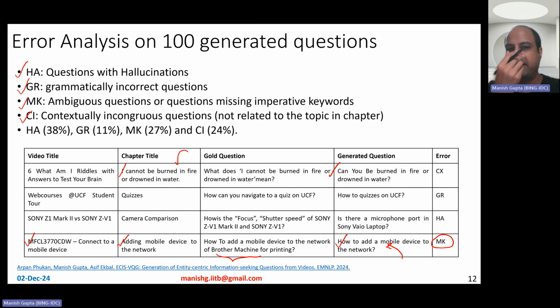In general, this chapter title is probably not a very good chapter. I mean, the video is not a really good video to generate information seeking entity-centric questions in that sense. But our model does generate these kinds of errors, and it generates more of these hallucination errors and fewer grammatically incorrect questions. These days models don't generate grammar errors that much, but sometimes they do generate these hallucinations.